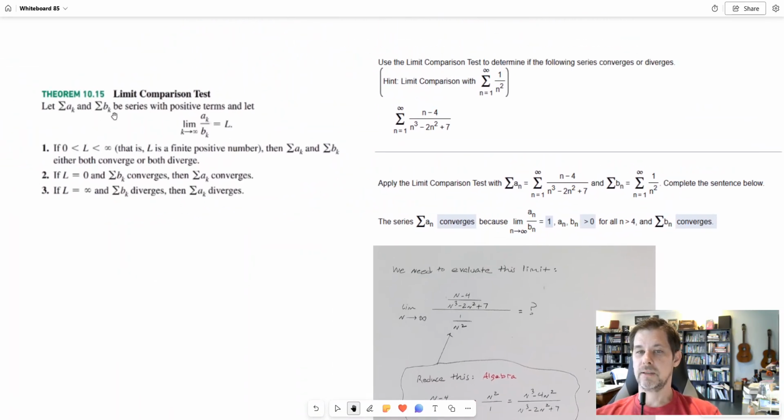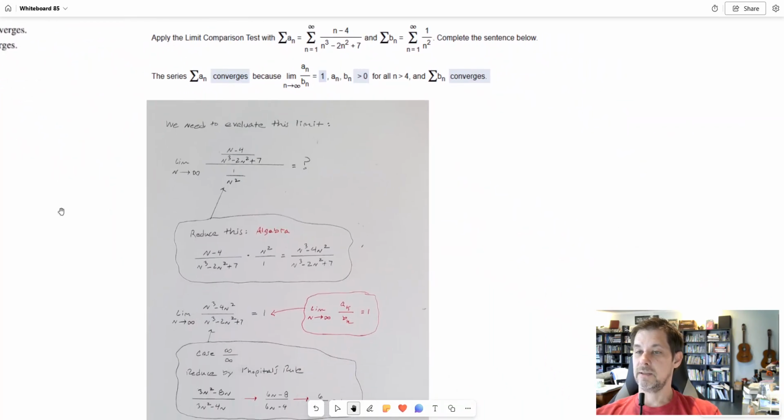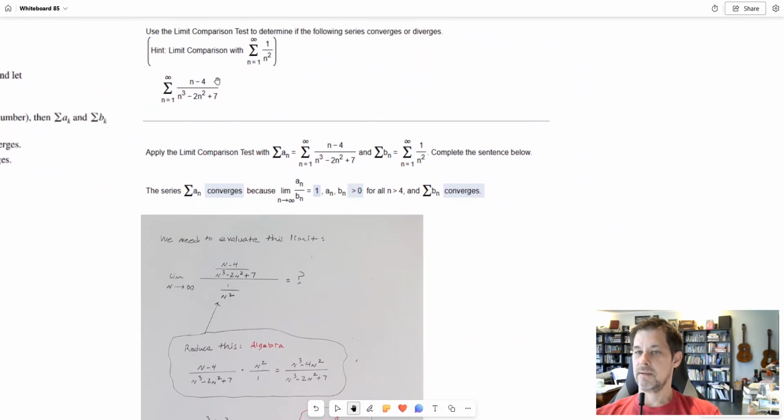The limit comparison test says we've got two series, and I'll call them A and B. And we make a decision about whether the series in question converges by calculating this limit. Okay? And we'll get some number L, whatever it is, from calculating that limit. And then we'll make our decision based on these three cases you see here. All right. So the way that translates to us is that I've got to take this expression, n minus 4 over n cubed minus 2n squared plus 7, divide by this one, 1 over n squared, and figure out what that limit is as n goes to infinity.